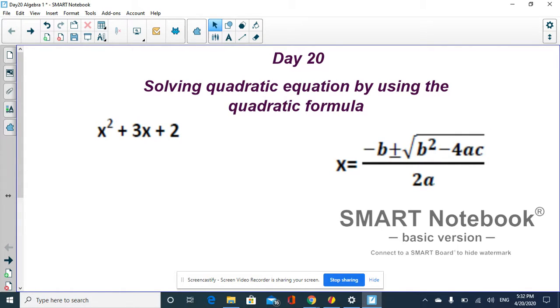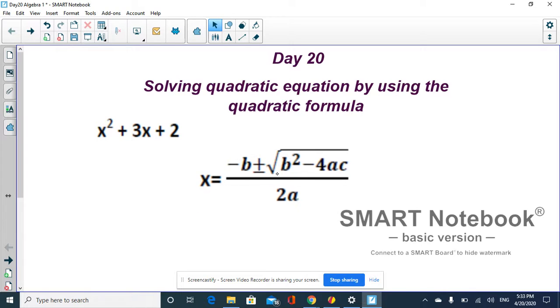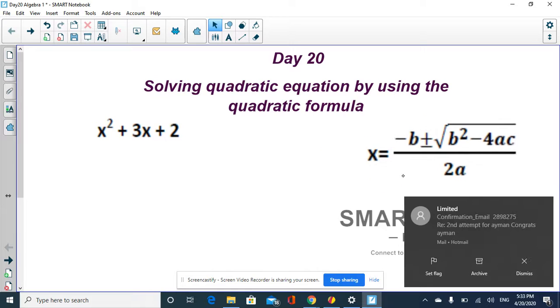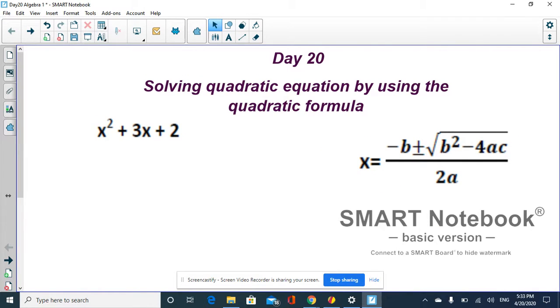X equal means you will find the value of x. You know that to solve any quadratic equation we need x equal what. So this formula will give you x equals something. But what are a, b, and c? Let's remember what these numbers are.